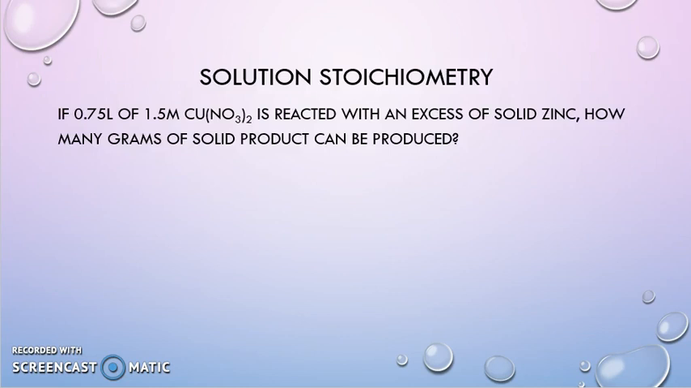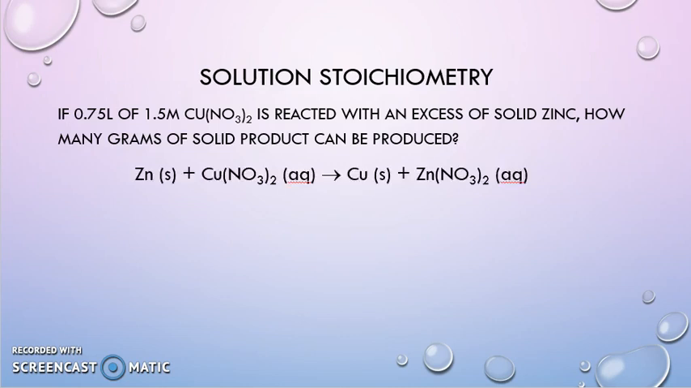If we have 0.75 liters of 1.5 molar copper(II) nitrate, and we're reacting that with an excess of solid zinc, how many grams of solid product could actually be produced? Well, hopefully you're saying in your head right now, all good stoichiometry problems start off with the exact same thing, a balanced chemical equation. And in like manner, it's really important to make sure that you take the information given about every chemical in that problem and layer it underneath, so you can see what you're dealing with.